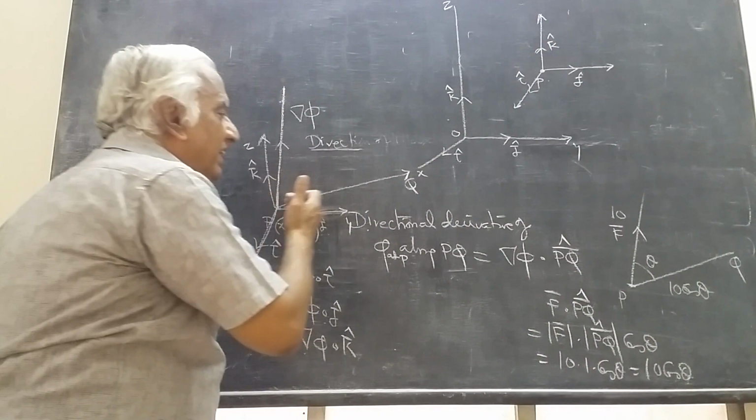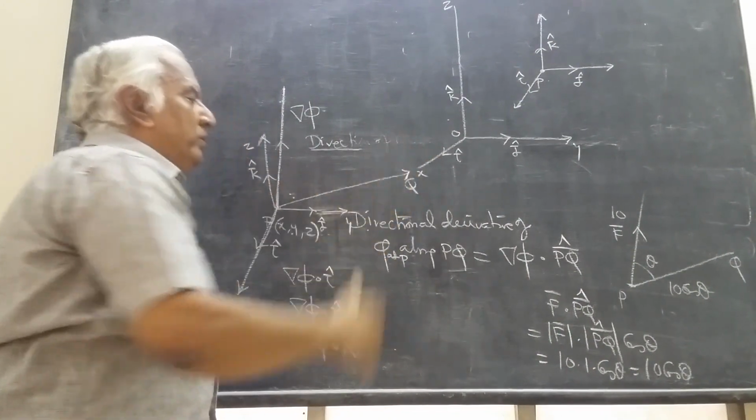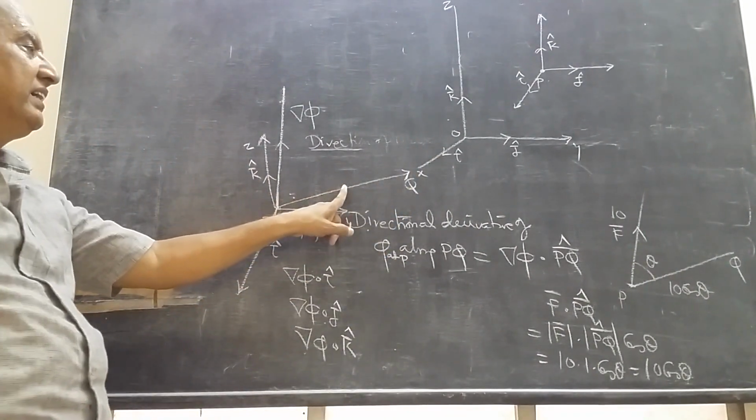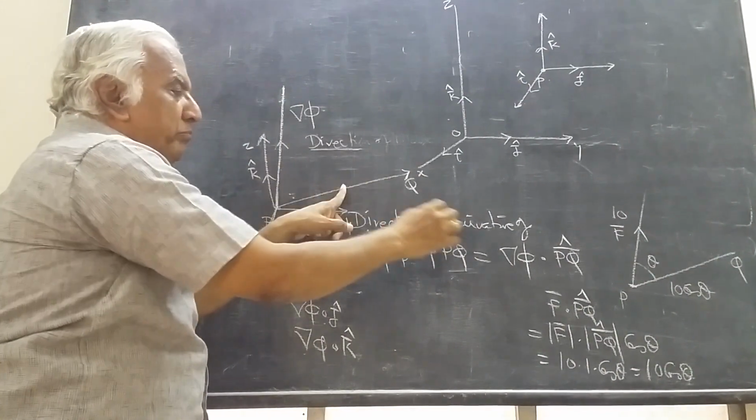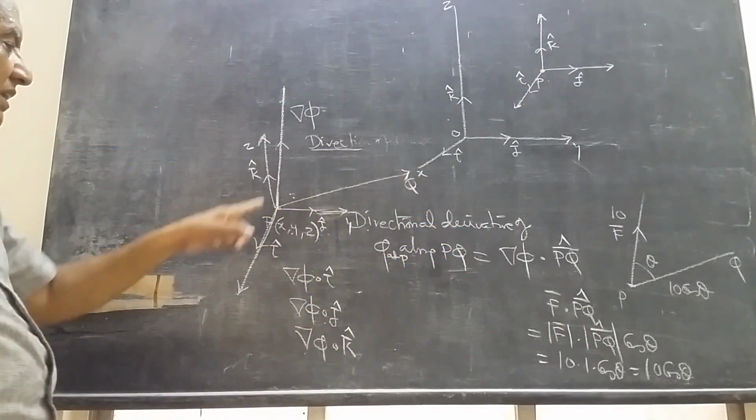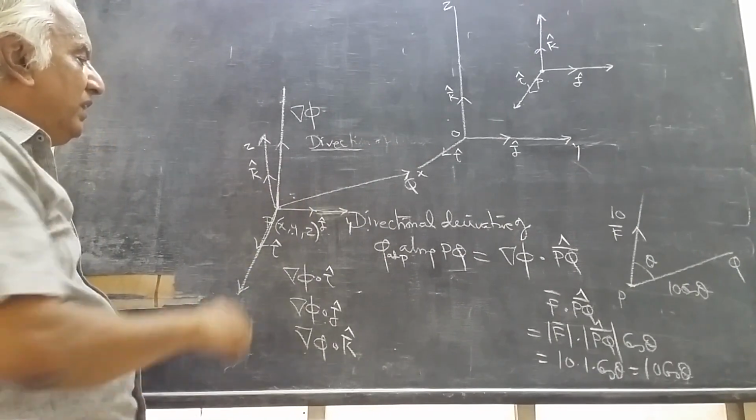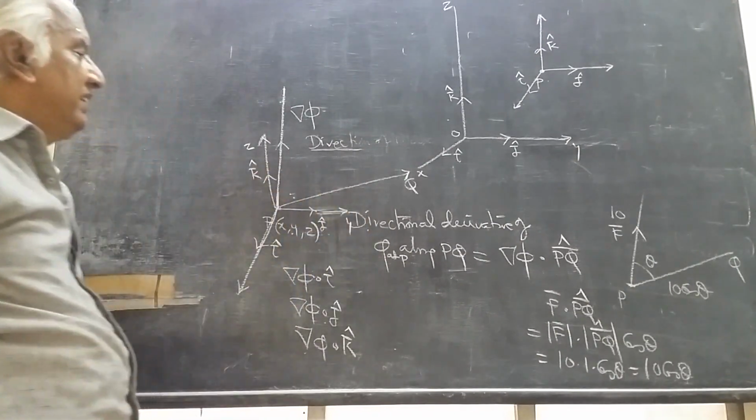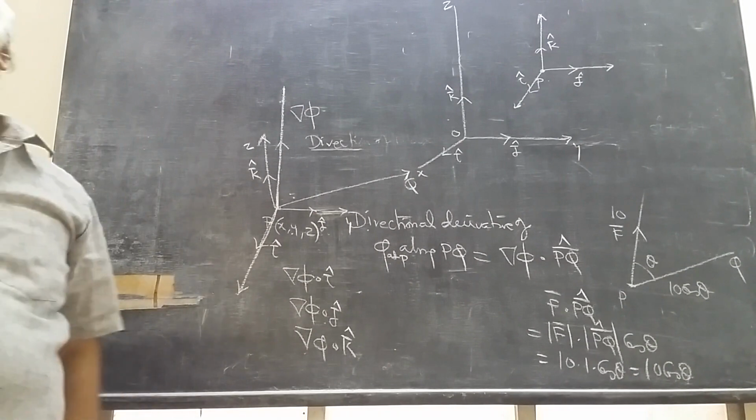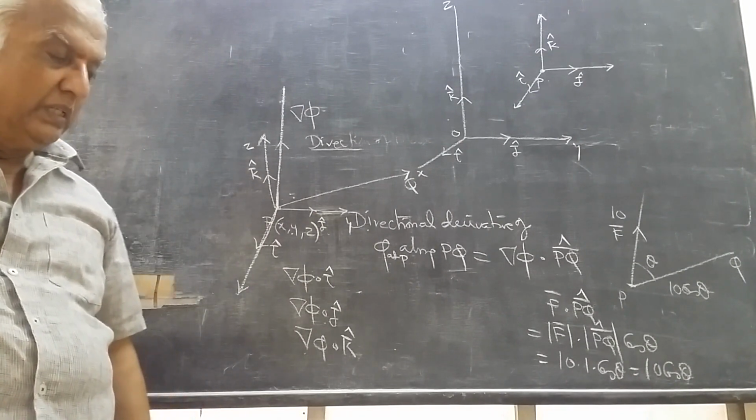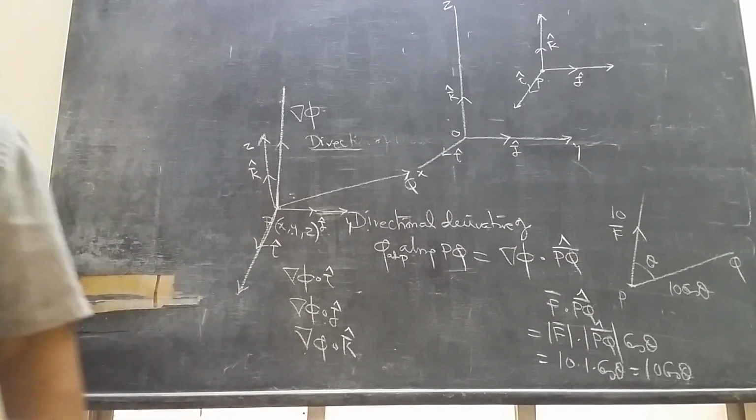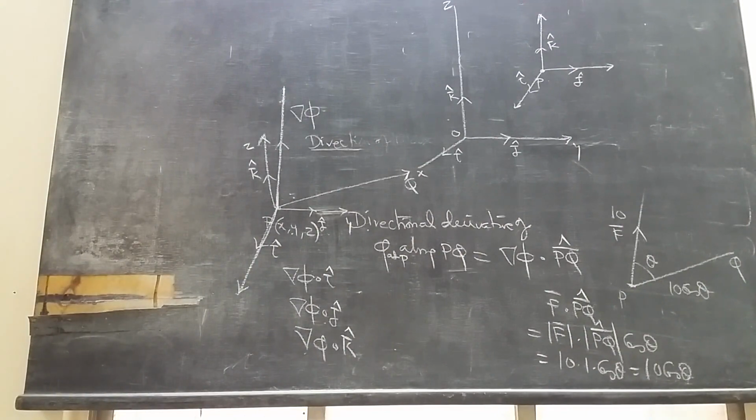What is the change along PQ? Along PQ, take a unit vector in PQ. Del phi dot PQ unit vector. Along x-axis, del phi dot i. Along y-axis, del phi dot j. Along z-axis, del phi dot k. So please remember it like this.